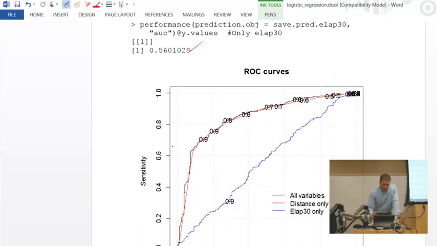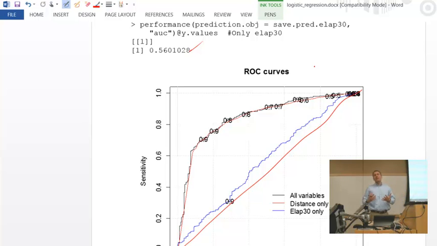If you remember last time, we talked about a line of chance. This is where the line of chance would be. And essentially, we said that in order for a classification method to have any use at all, we need the ROC curve to be above that line of chance. Well, we can see with ELAP30, it's only barely above. What would be the area underneath the line of chance? 0.5. So you can see 0.5 was kind of close to 0.56 for the ELAP30 model.